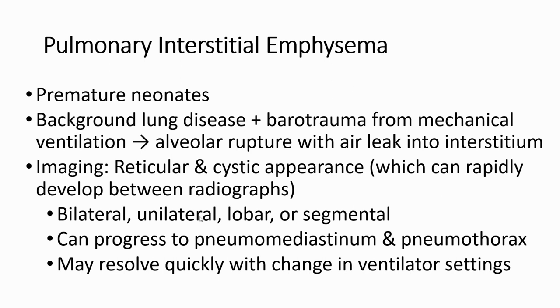So what can we find in the imaging? The first sign is a reticular and cystic appearance, which can rapidly develop between radiographs. I mean, the first radiograph can show a subtle appearance, and the second will be more obvious, according to the clinical situation developing into more respiratory distress. It can be bilateral, unilateral, lobar, or segmental. It can progress to pneumomediastinum and pneumothorax, and it may resolve quickly with a change in ventilator setting.